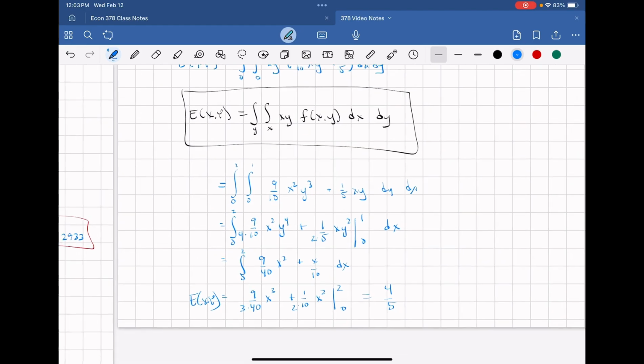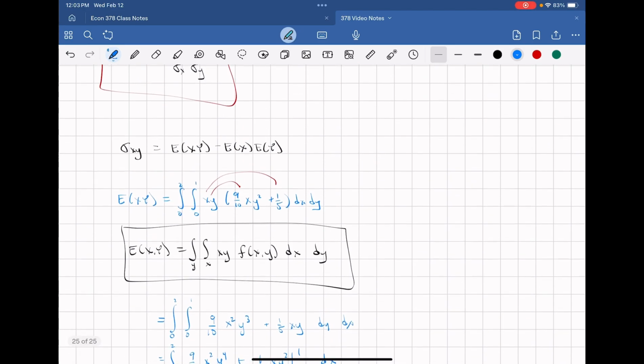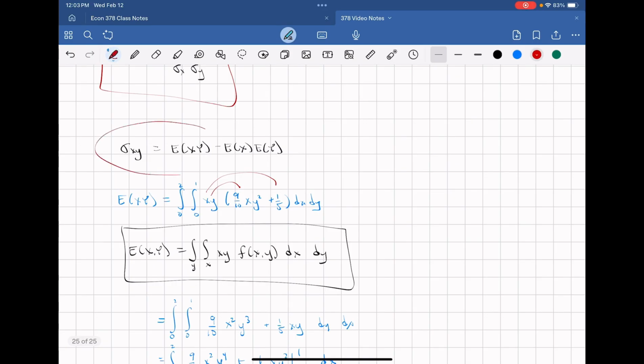Well, with that, now we can plug it back into this equation right here. So we're going to get sigma xy is equal to the expected value of xy, which we found to be 4/5, minus the expected value of x, which we found to be 6/5, times the expected value of y, which we found to be 13/20. And that is going to equal 1 over 50, or 0.02.